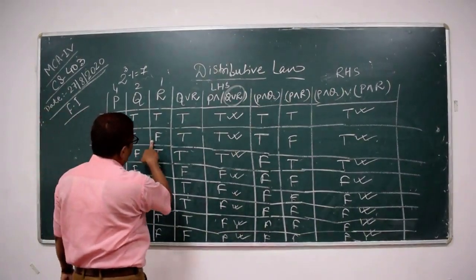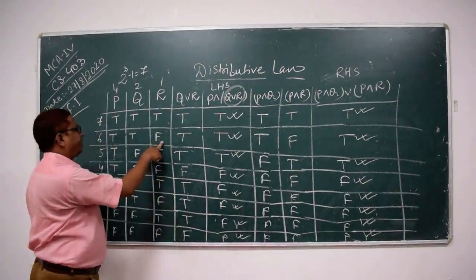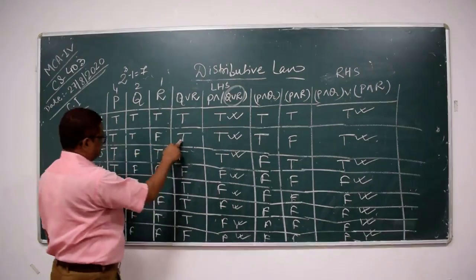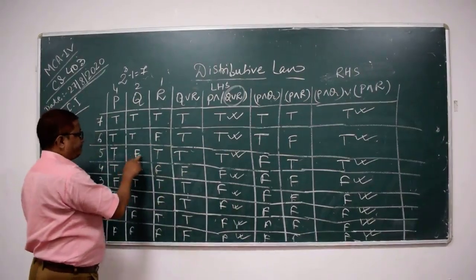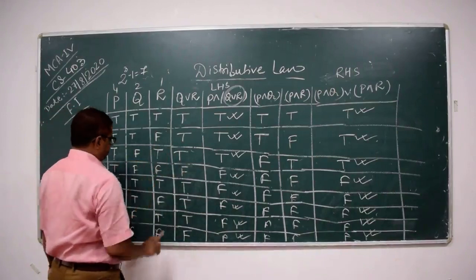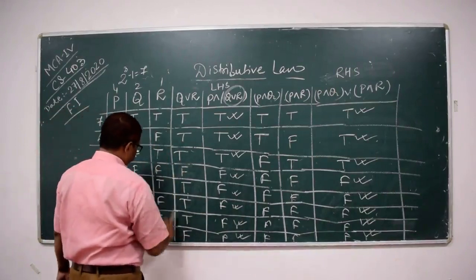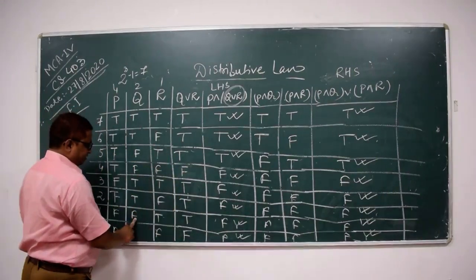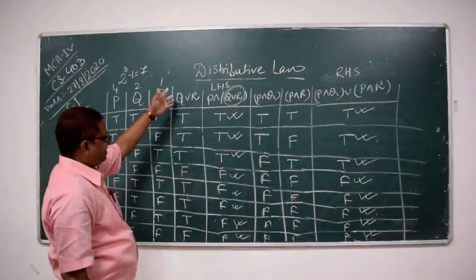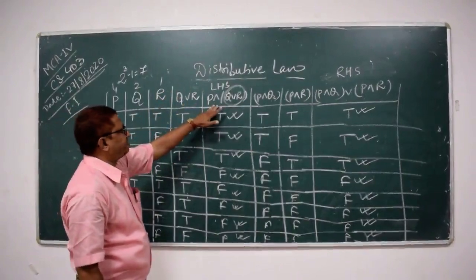True plus false, true plus F, 1 plus 0, 1. T or F is nothing but T. F and T is nothing but T. F and F, 0 plus 0 is nothing but 0. T plus T is T. TF is T. FT is T. FF is F. After that, now to AND with Q.